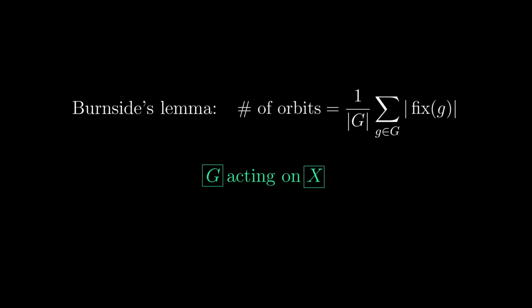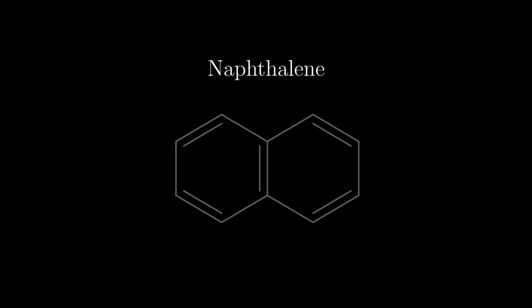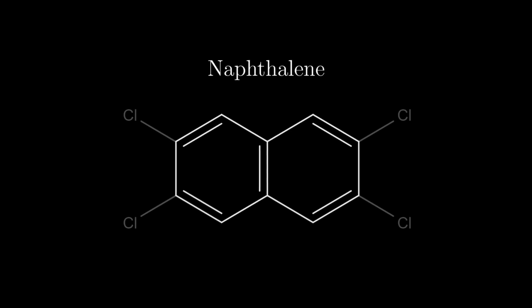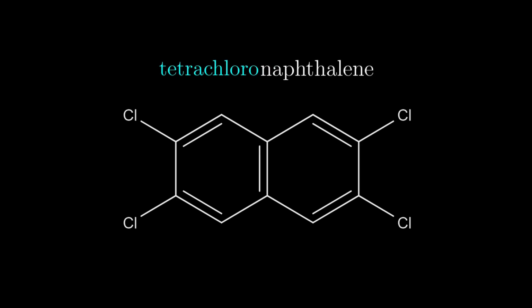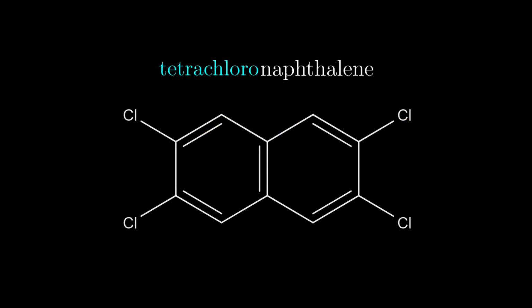Let's look at the chemistry application first. In this video, we will be considering a molecule called naphthalene, which has this chemical structure. More precisely, we are considering naphthalene with 4 chlorine substituents, or tetrachloronaphthalene. If you don't know organic chemistry, here is a brief explanation of what this diagram actually means.